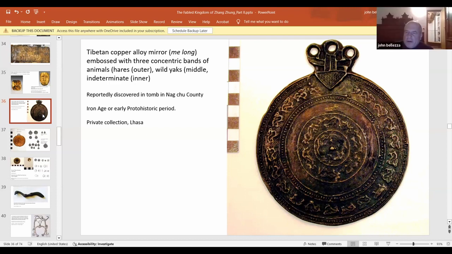I don't think so. I think this mirror, this didn't come from a secure context, so how old it exactly is, we don't know. Its general construction, though, would reflect an Iron Age chronology.